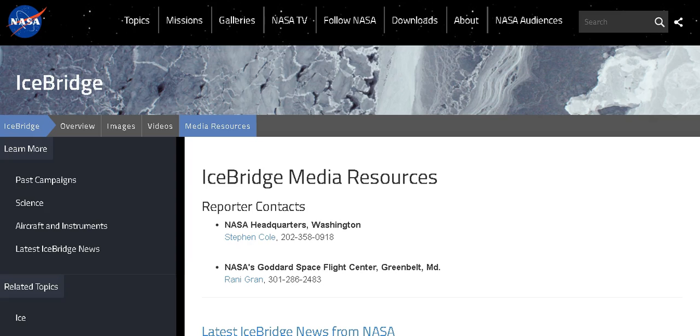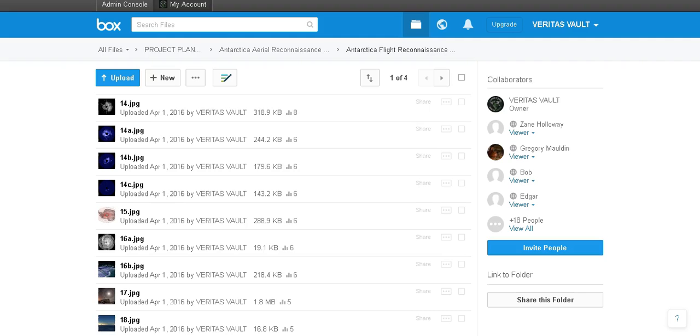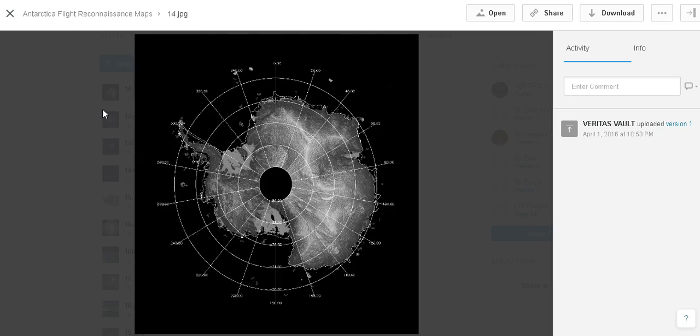I'm going to make a short phone call today to the IceBridge Media Resources for NASA's IceBridge project. Operation IceBridge. I've got a specific question, and that specific question actually involves these particular photos, which came from NASA's website.